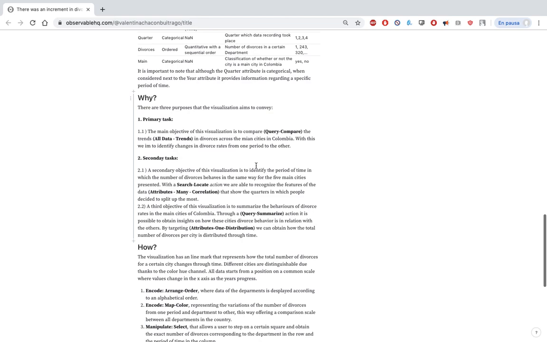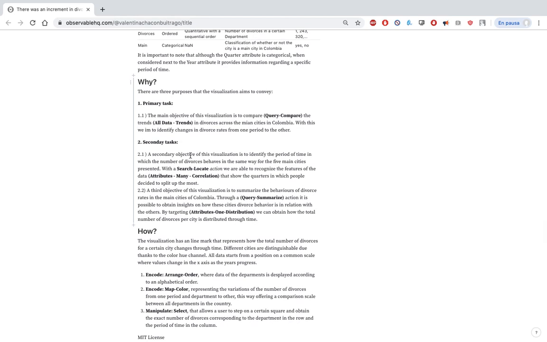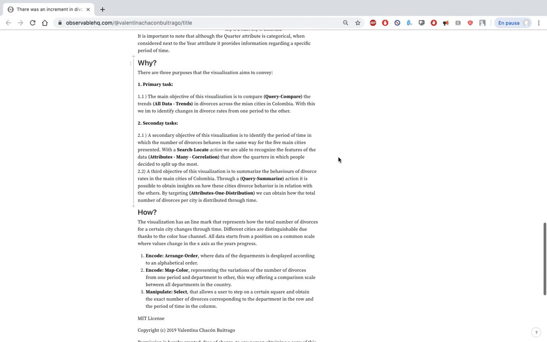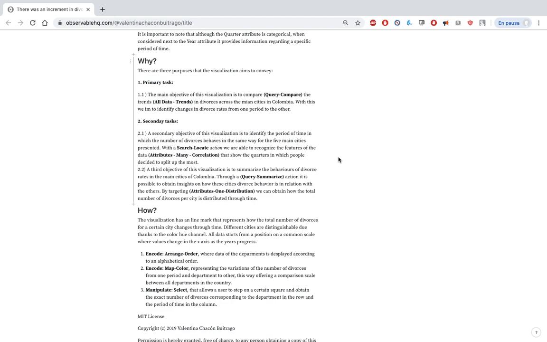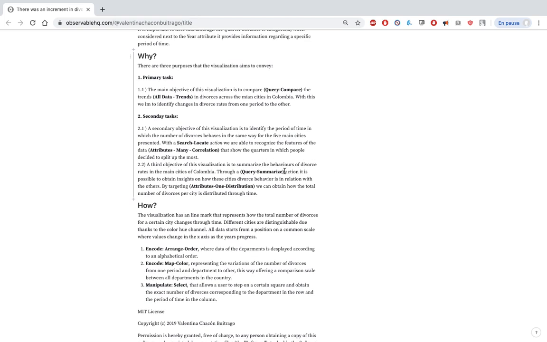Then we have a second objective, which is identifying the period of time in which the number of divorces behaves in the same way for the 5 main cities. Our secondary task is to summarize the behavior of divorce rates in the main cities in Colombia. So we do a query summarize, and then we target attributes, 1, distribution.